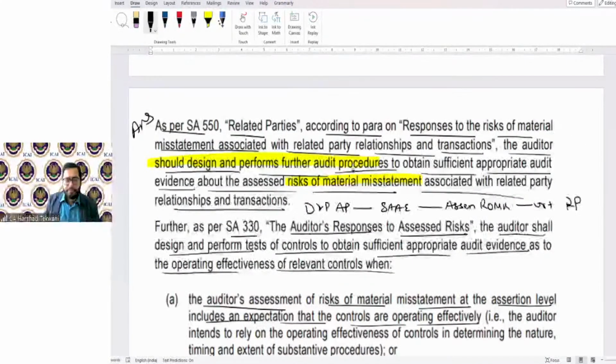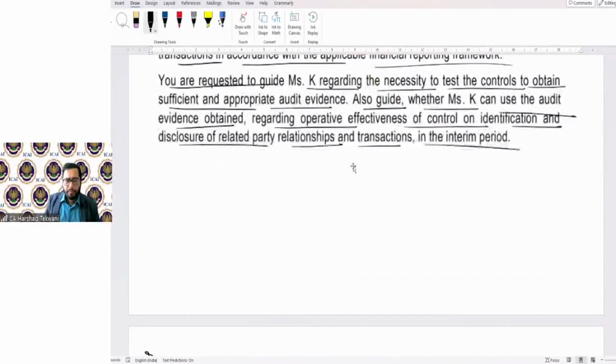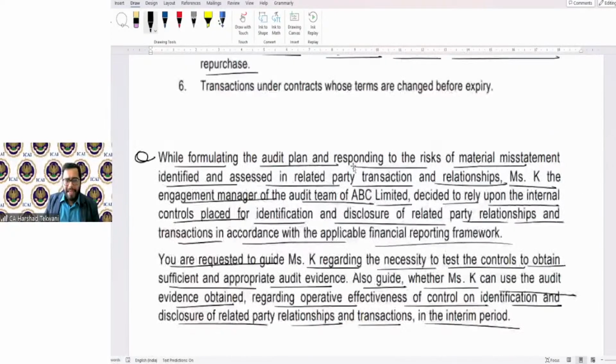Clear? Any doubt? Any doubt with respect to this question or any question with respect to SA 550?